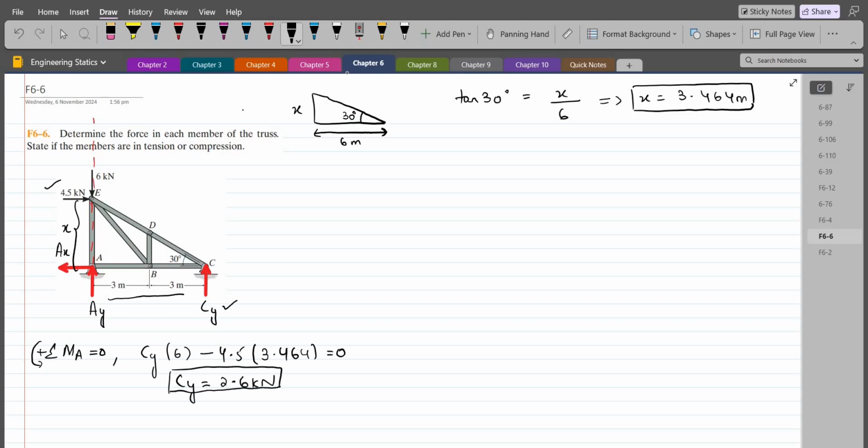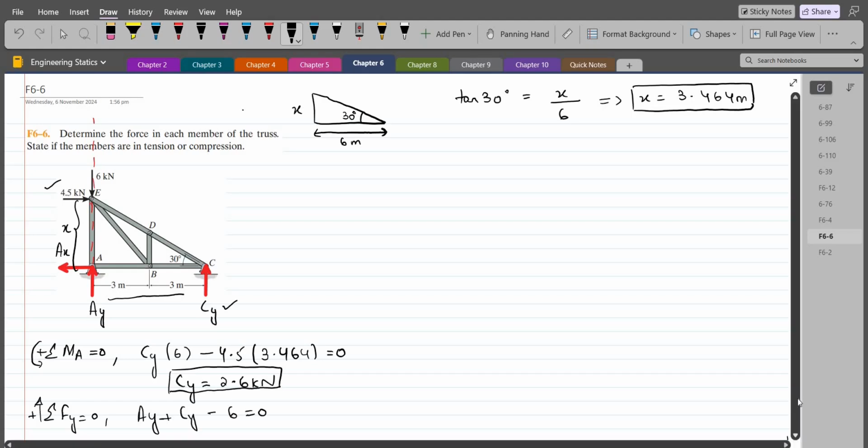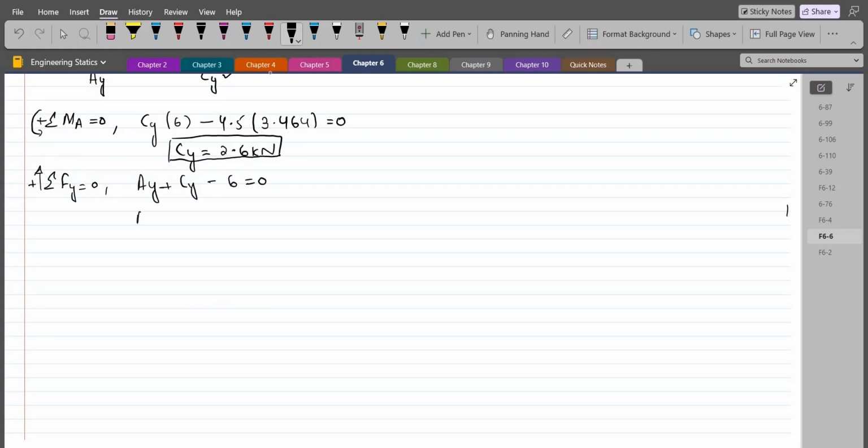Similarly, for the AY force, we can do summation of forces in Y direction equals 0. I'm considering up direction as positive. So we have AY plus CY minus 6 equals 0. So AY plus CY, which is 2.6, minus 6 equals 0. So from here, AY comes out to be 3.4 kilonewtons.